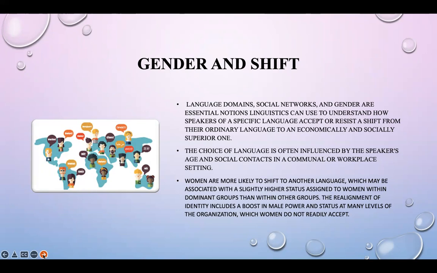Women are more likely to shift to another language, which may be associated with the slightly higher status assigned to women within dominant groups than within the other group. The realignment of identity includes a boost in male power and status at many levels of organization, which women do not readily accept.